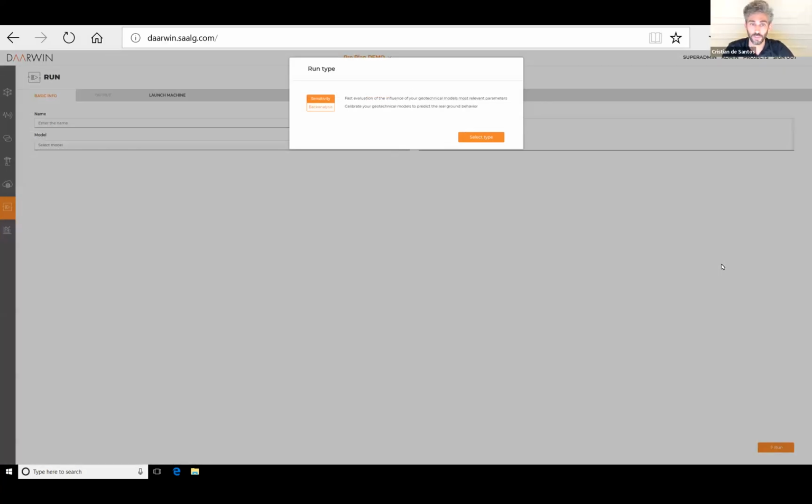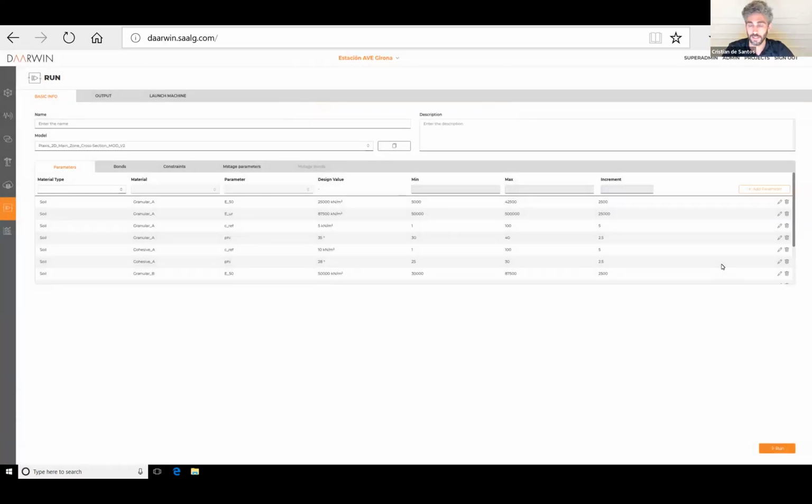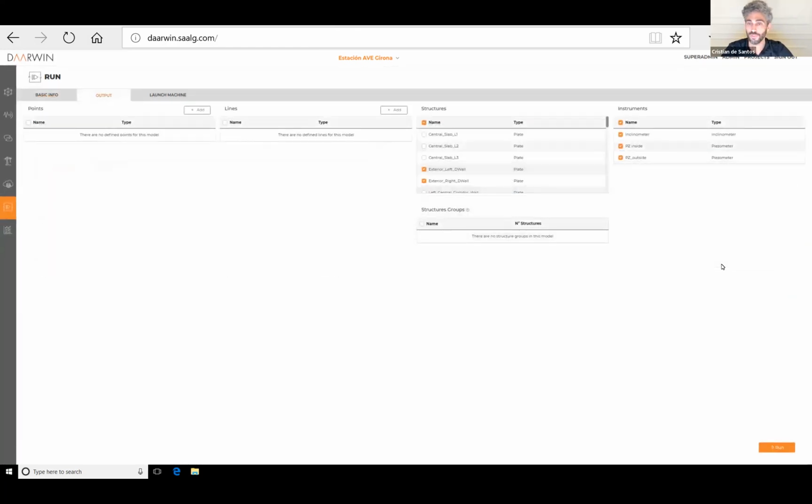How do you do a sensitivity analysis? Basically, you select the model in DAARWIN that you want to play with. You define what materials and what parameters you want to play with. You define minimum, maximum, and incremental value. And basically, you will evaluate hundreds of different Plaxis models with different parameter values. Then you have to define what output you want to see. You are interested in seeing displacements, water pressure, or whatever, so you can see what metrics your parameters are affecting.